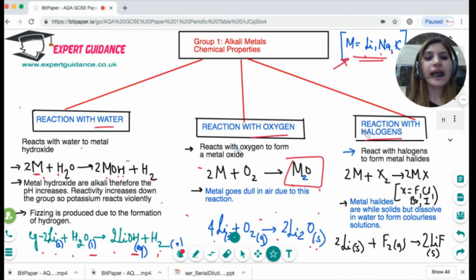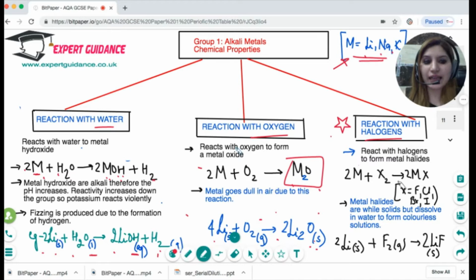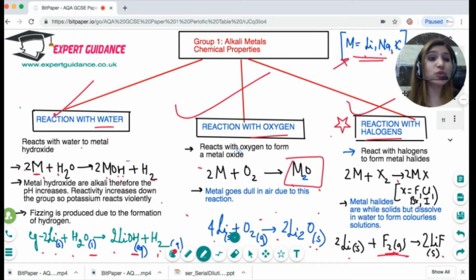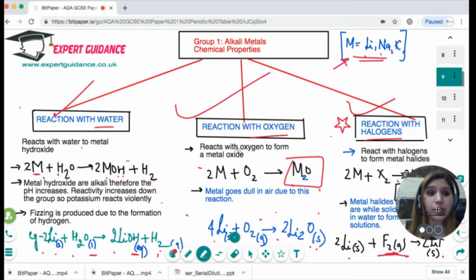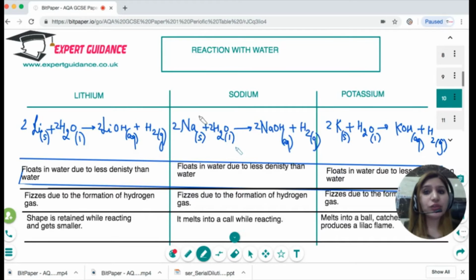Okay, and when we react it with halogens, you get the metal halides. Like lithium with fluorine, remember halogens will be in the form of diatomic molecules, and it gives lithium fluoride, which is a solid. So these three reactions are very, very important. Make sure you remember them. Make sure you know how to write the equations along with the state symbols, and do not forget to balance the equation.